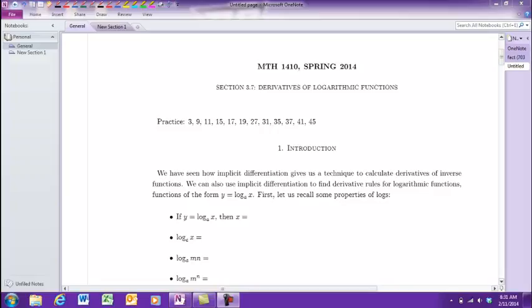That is, all functions of the form y equals log base a of x. And remember, natural log is just y equals log base e of x, which we simplify as ln of x.